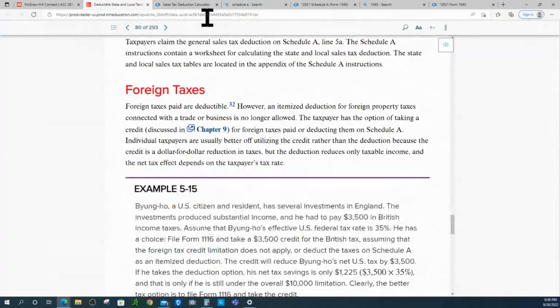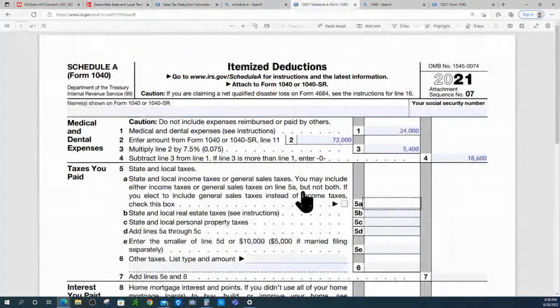Foreign taxes as well are included here. So let's go back. Again, state and local taxes will go on line 5A. Remember, you may include either income taxes or sales taxes, but not both. If you elect to include sales taxes instead of income taxes, check this box. If you choose just income taxes, though, don't check that box.